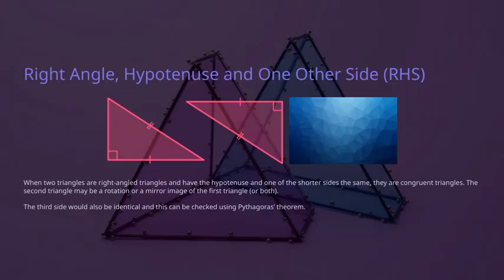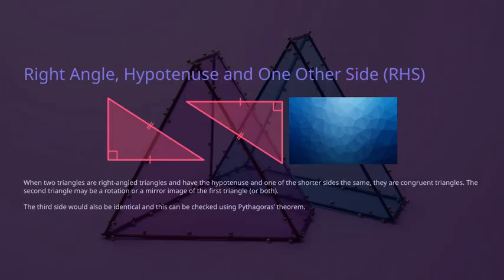Now, let's look at the right angle, hypotenuse, and one other side, often called RHS. When we have two triangles that are right-angled and they share the same hypotenuse and one other side, those triangles are actually congruent. That means they are exactly the same shape and size. It's interesting to note that the second triangle could be a rotation or a mirror image of the first one, or even both. Despite that, their size and shape will still match perfectly because of this congruence.